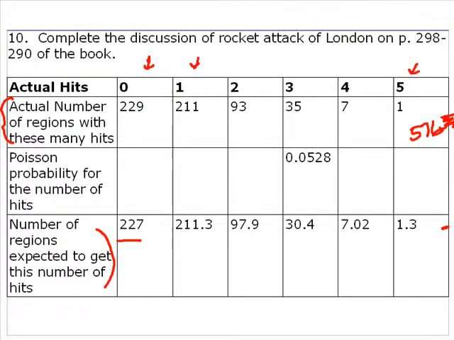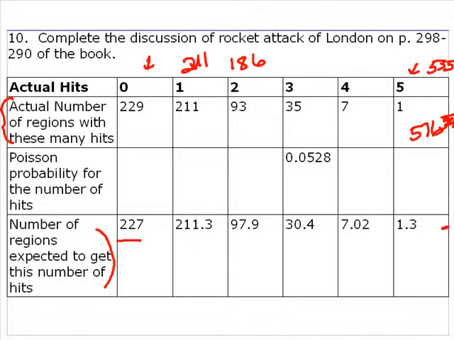Now you have to calculate how many bombs were thrown at it. Well, there was 1 bomb thrown at 211. That accounted for 211 bombs. 2 times 93, that's 186 bombs there. 3 times 35, like that. And so you add up all those numbers, and you end up with a total of 535.